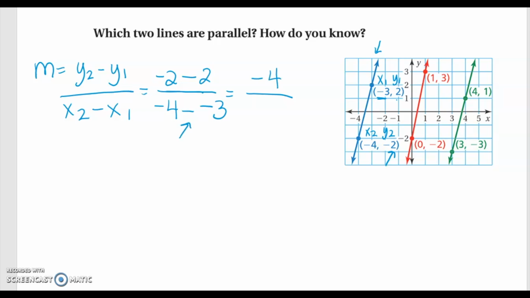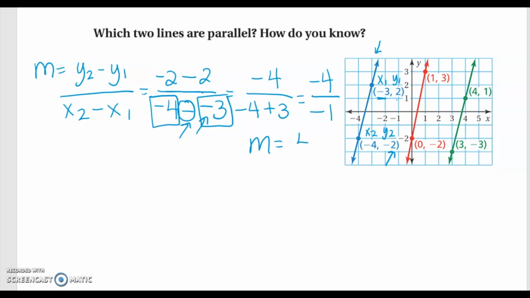Now here I've got this double negative, so I'm actually going to simplify that. I would do keep -4, change subtraction to addition, change -3 to +3. Because I don't want to make a mistake, so I always want to go slow. So -4 plus 3 is -1. So I have -4 divided by -1, and a negative divided by a negative is a positive. So the blue line has a slope of 4.